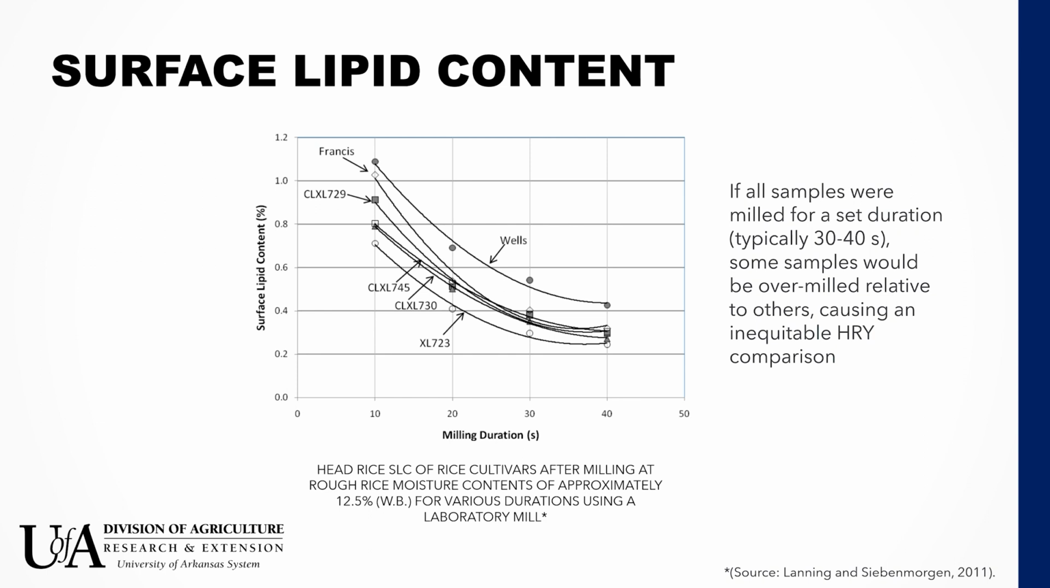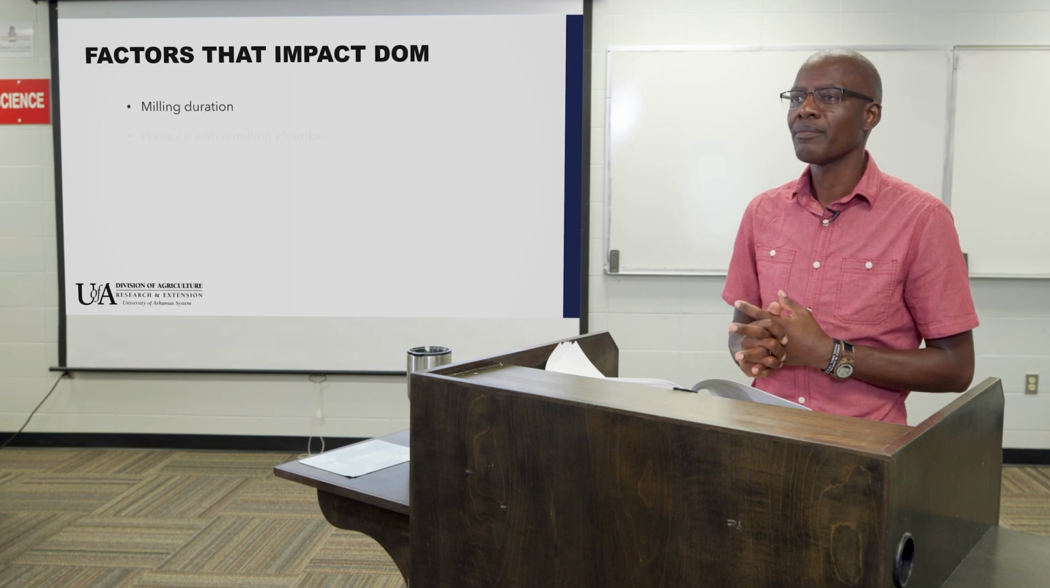So essentially, if all samples were milled for a set duration, typically 30 to 40 seconds, as you would see from this figure, some samples will be over-milled relative to the others, and this would cause inequitable head rice yield comparison. And so briefly, let's look at some of the factors that impact the degree of milling. As we've seen in that previous slide, milling duration is very, very important.